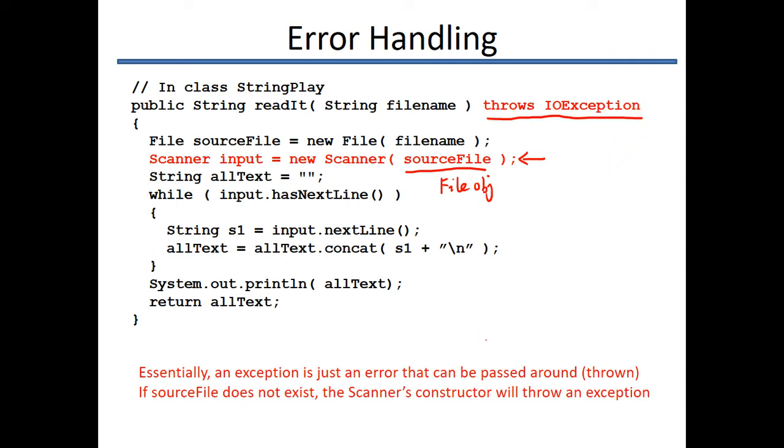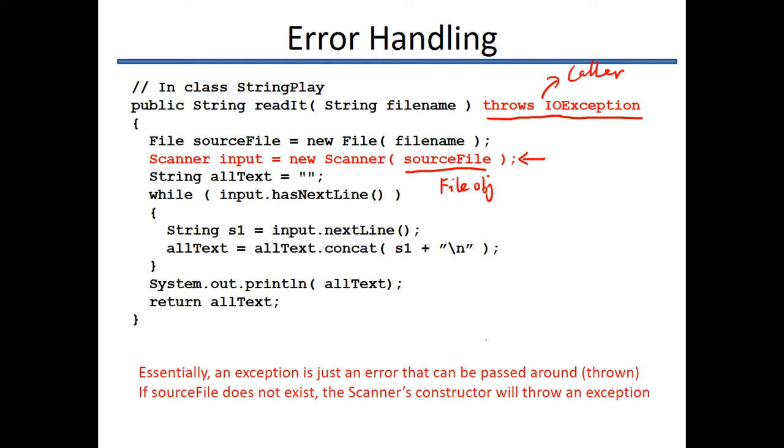And what we have been doing, right, is throws IOException. This throws basically means not my problem. If this method readIt experiences this IOException, the method will throw it back to the caller. So the caller will basically take care of this IOException. Whoever calls readIt is supposed to take care of this IOException.